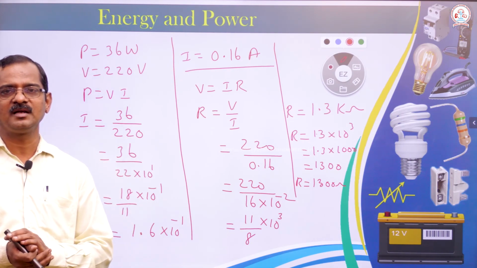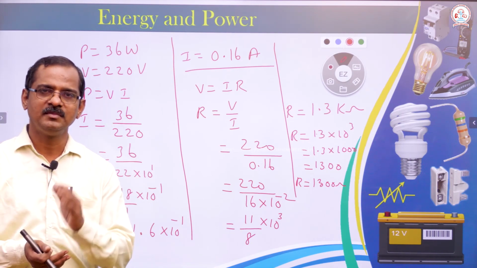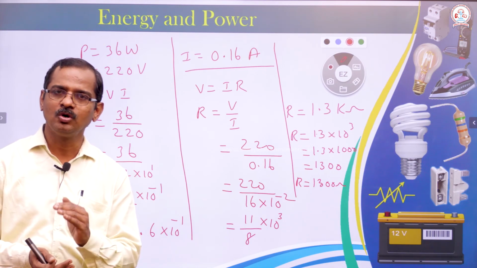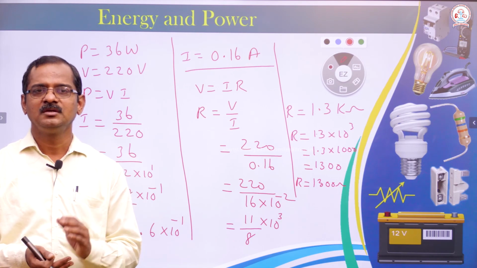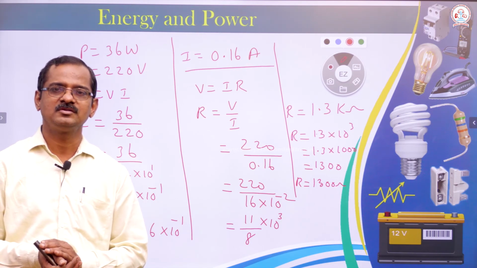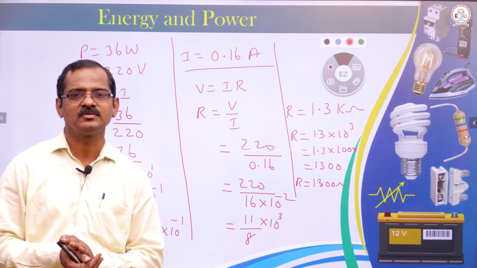The commercial unit for electrical energy is kilowatt hour. 1 kilowatt hour is equal to 36 into 10 power 5 joule.